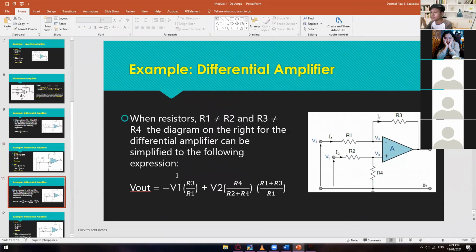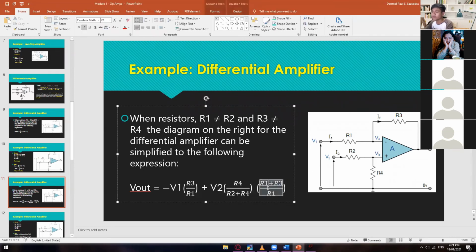And then the next one is having different values for your R1, R2, R3, and R4. If this is the scenario and we still have the same diagram, then we can solve the V out by applying this formula. It's quite longer since you have different values for your resistors. So again, how did we come up with this kind of formula? We have these derivations on the link that is included in our module, if ever that you wanted to know how they come up with such a formula.